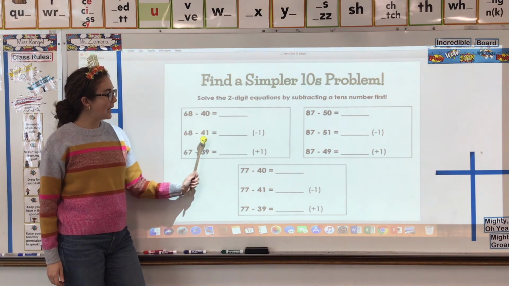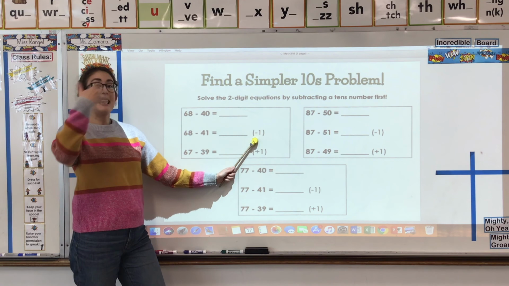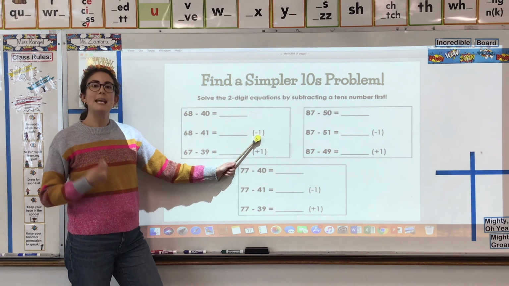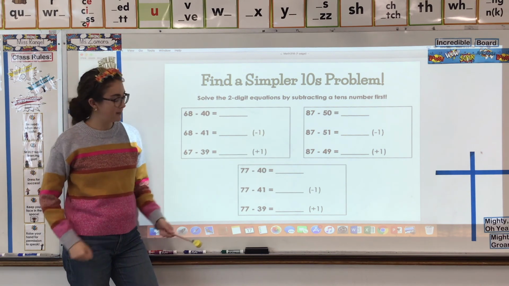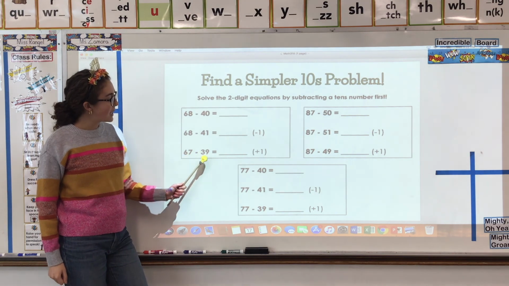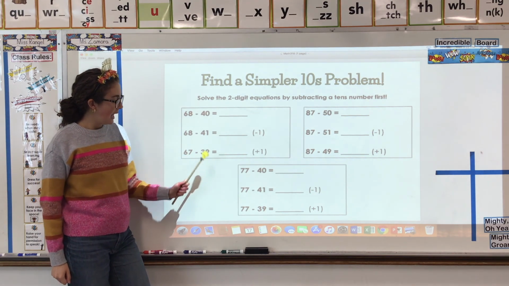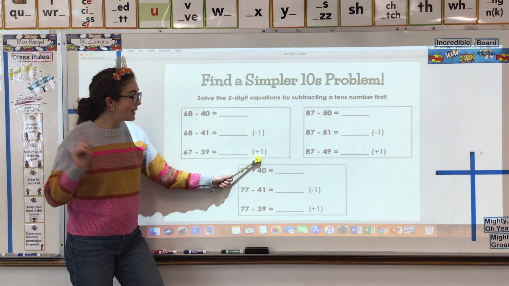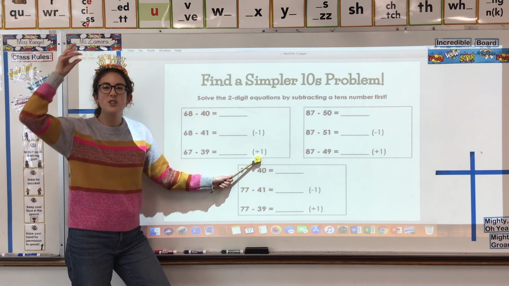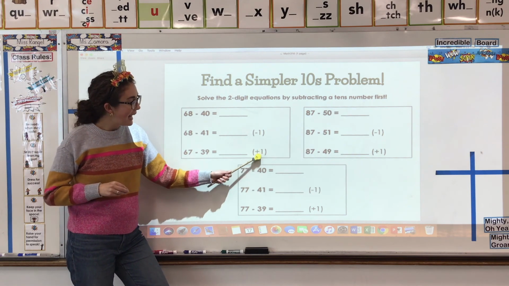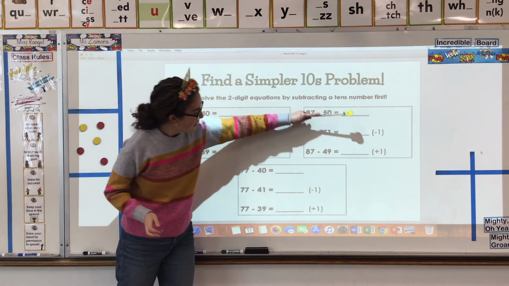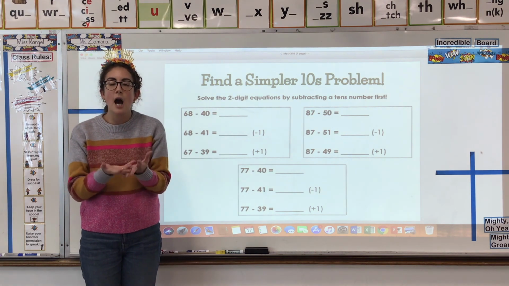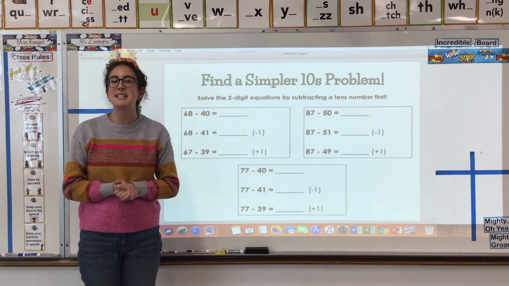For example, 68 minus 41. You have to keep subtracting, keep taking away, so that's why your clue is minus 1. You got to keep subtracting. Or 68 minus 39. In this one, we subtracted too much at first, so now we have to add 1 back. We have to go backwards, add what we took, and that's why your clue is plus 1. And you're going to see that throughout your worksheet to clue you into your strategy of us breaking down these problems into simpler steps.